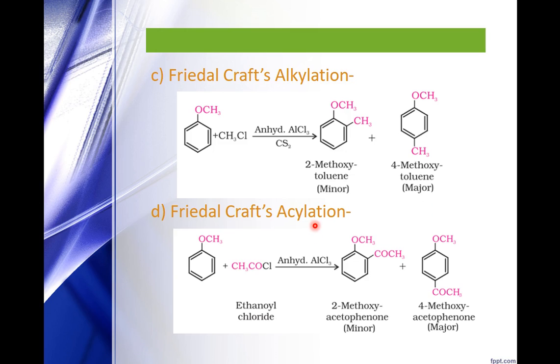Then Friedel-Crafts acylation. Products are 2-methoxyacetophenone and 4-methoxyacetophenone. Here also you find para is the major product. Now in all these reactions, ortho is minor in amount because of the steric hindrance between the two bulkier groups.